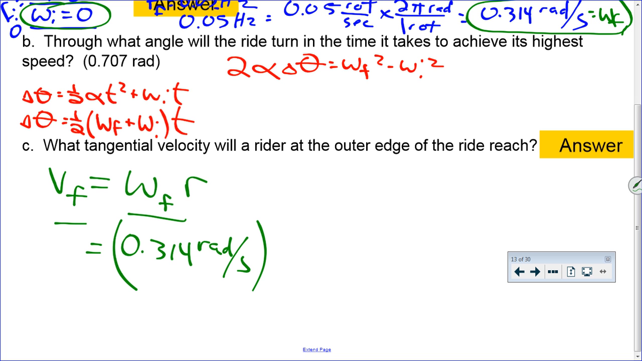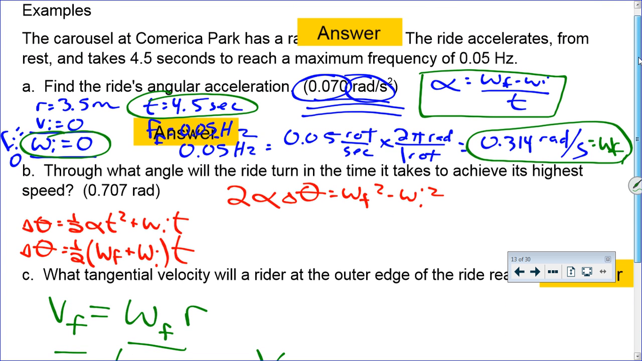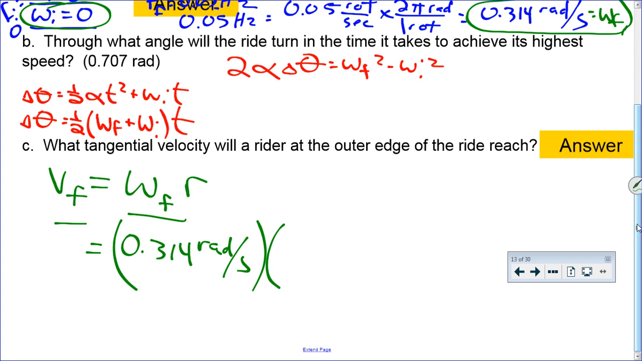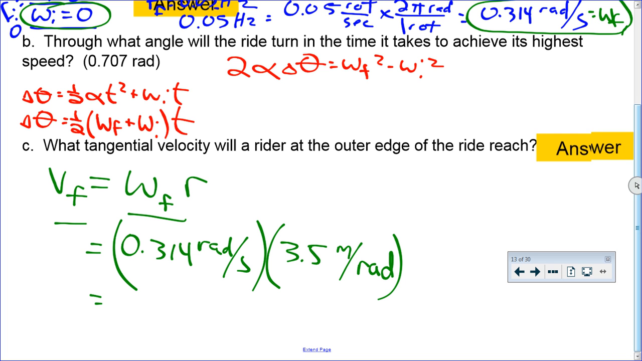Our final angular velocity was 0.314 radians per second. For the outer edge of the ride, what was our radius again? 3.5 meters. So times 3.5 meters, that's our conversion between meters and radians, right? Anytime you multiply by r, that's what you're really doing. And that ought to give you our answer of 1.1 meters a second. I guess we could, at this point, find our centripetal acceleration, but that is not what we are studying right now.